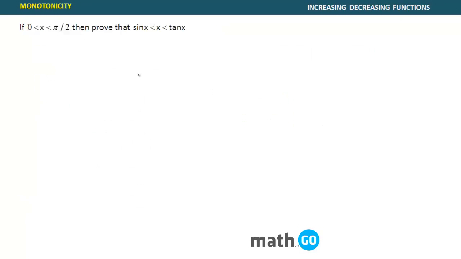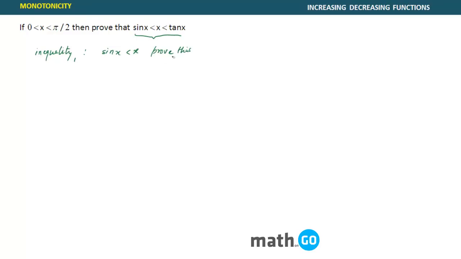Okay, now let's take the other problem. It says if the range or the domain of x is given to be from 0 to pi by 2, then you want to prove that this particular inequality, that x is greater than sin x, but in turn smaller than tan x. So let's go step by step. Let us solve inequality 1 here, right? So the inequality 1 here is that sin x is less than x. This is what you want to prove.